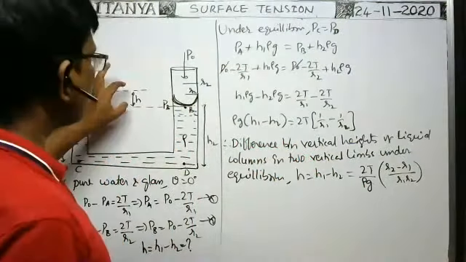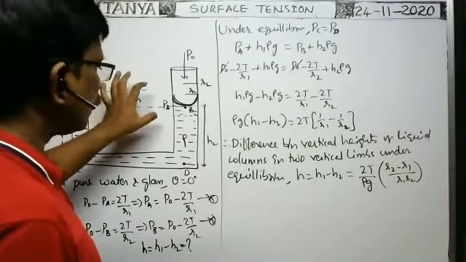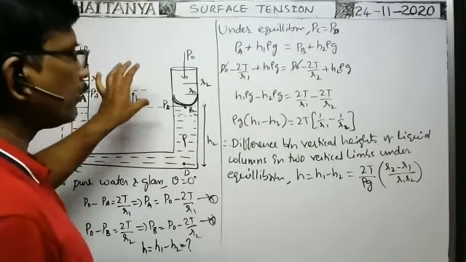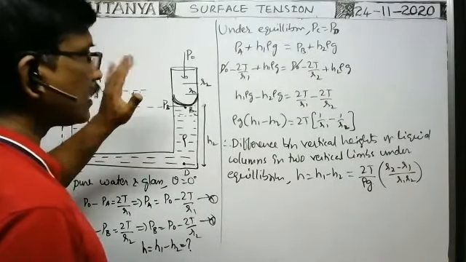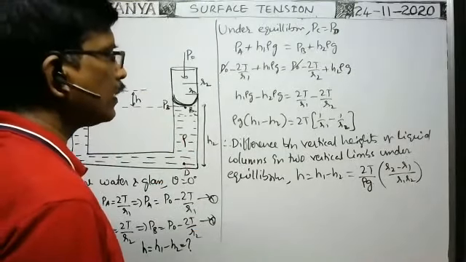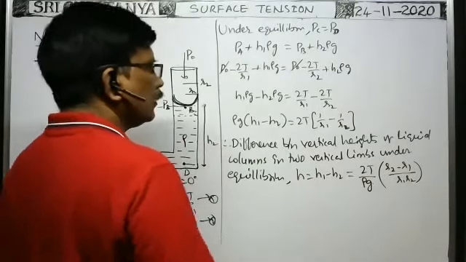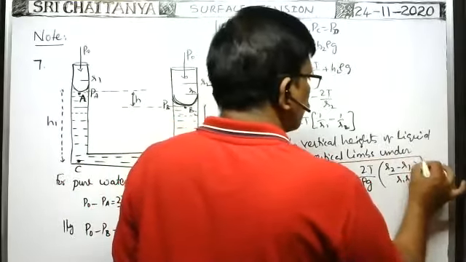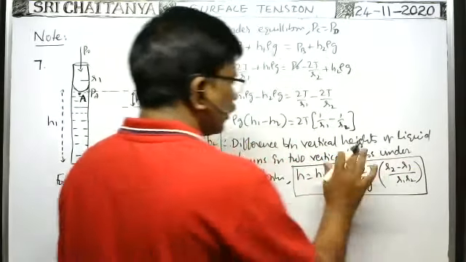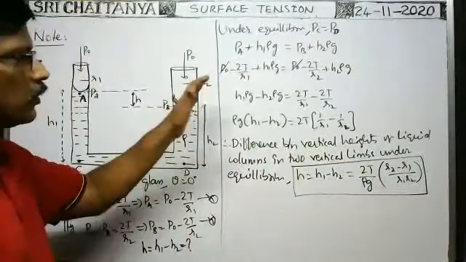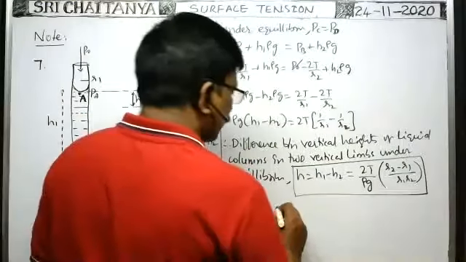Sometimes he will be given the difference between the heights of the two liquid columns in the two tubes when the capillarity phenomenon is considered. Then they may ask, what is the surface tension? So this is the formula. From this, what is the surface tension? Of course, if you don't remember this formula, by following this method only you can do it.